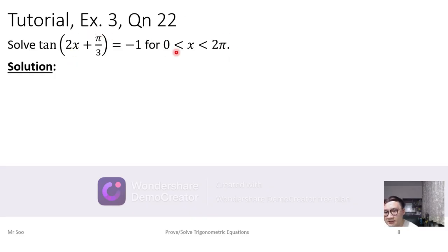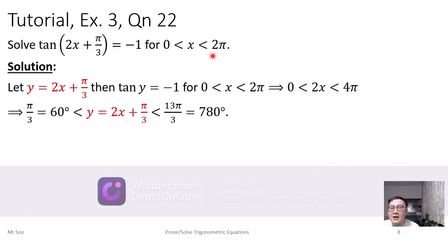x is defined for 0 to 2 pi, x bigger than 0, less than 2 pi. So if I use an appropriate substitution, let's say I let y equals 2x plus pi over 3, then the range will change. It will not be 0 and 2 pi on the lower and upper bound respectively. My lower bound will be 0 times 2 plus pi over 3, which is pi over 3. And my upper bound will be 2 pi times 2, which is 4 pi, plus pi over 3, which is 13 pi over 3.